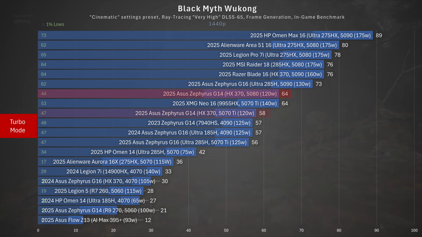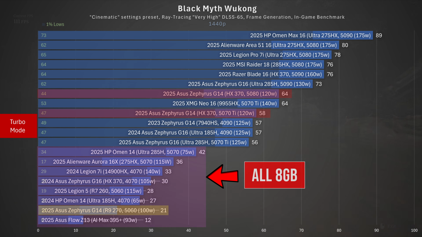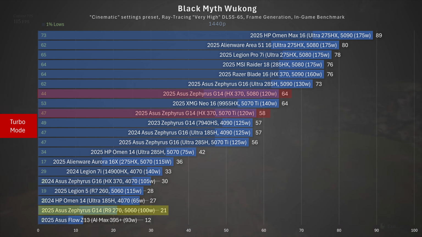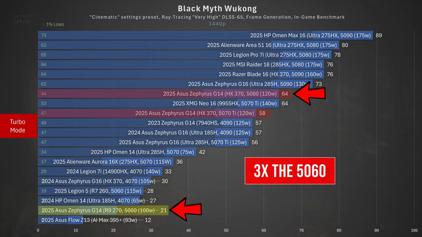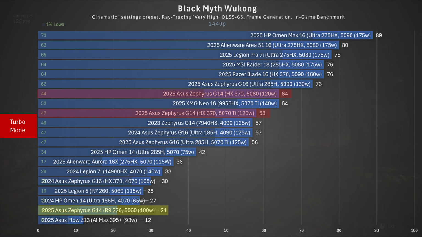Black Myth Wukong is another very extreme example. This is just one of those games that shows you how 8 gigabytes of VRAM simply isn't enough in some games at some settings. Yes, you do not have to play this game at the cinematic ray tracing ultra settings. That's pretty ridiculous, not necessary, but it does show you how 8 gigabytes of VRAM is aging and will continue to age pretty poorly as games become more unoptimized or more graphically demanding. The 5080 G14 by comparison is hitting 64 FPS, so 3 times the frame rate. Even the 5070 Ti one is not far behind it at 58 FPS.